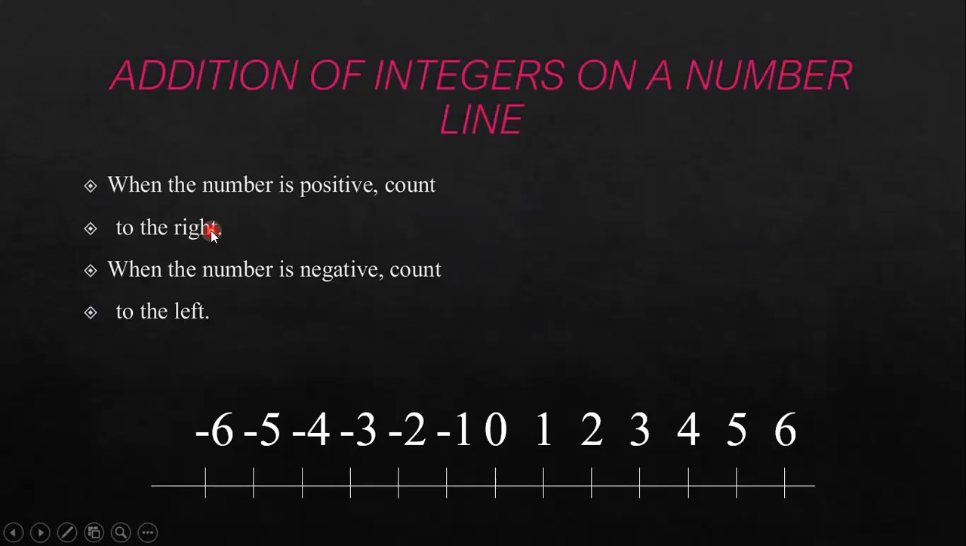Next, let us see how you will add on a number line: addition of integers on a number line. When the number is positive, count to the right. When the number is negative, count to the left. So you should see the first sum. If the numbers are positive, you should count on the right side. If the numbers are negative, you have to count on the left side. Like this you have to count.